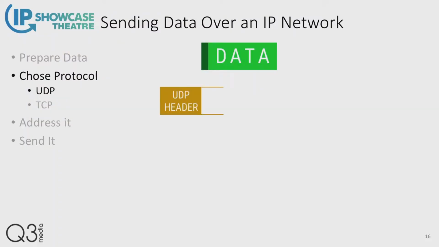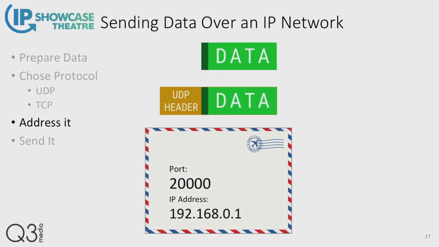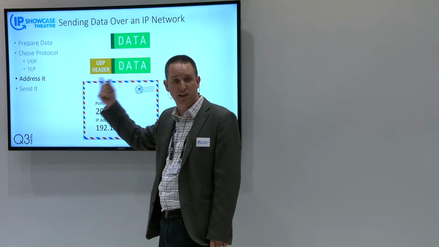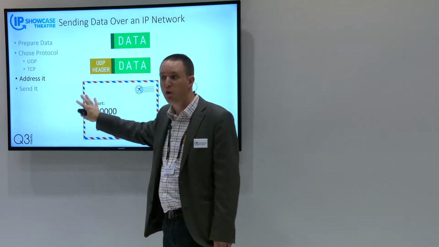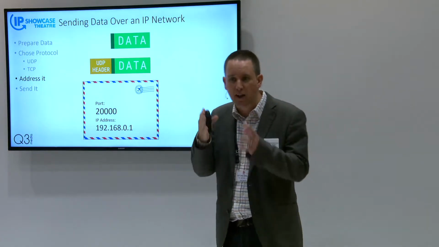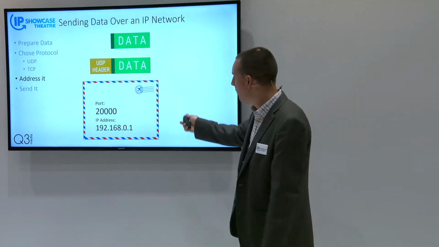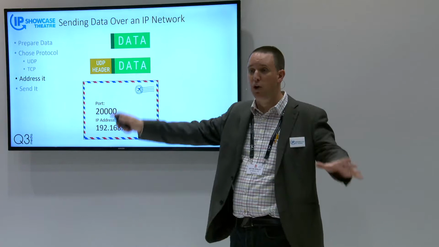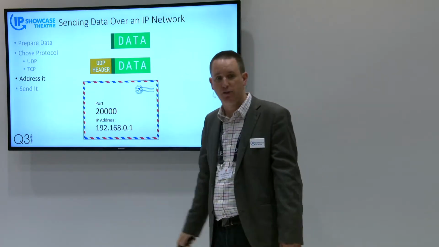So we're going to use UDP, so we stick our header on the front of that, and then we're going to address it. We're going to say where we want it to go. Now, if you remembered the previous slide, in the UDP header there was a source and destination. UDP uses ports so that multiple things on the same machine can talk UDP. They all have a different port number. And then we use an IP address to say where in the world you want to send it or where in your network you want to send it.